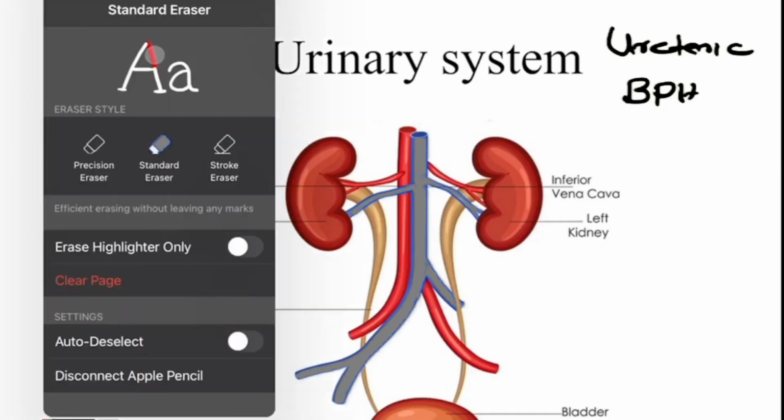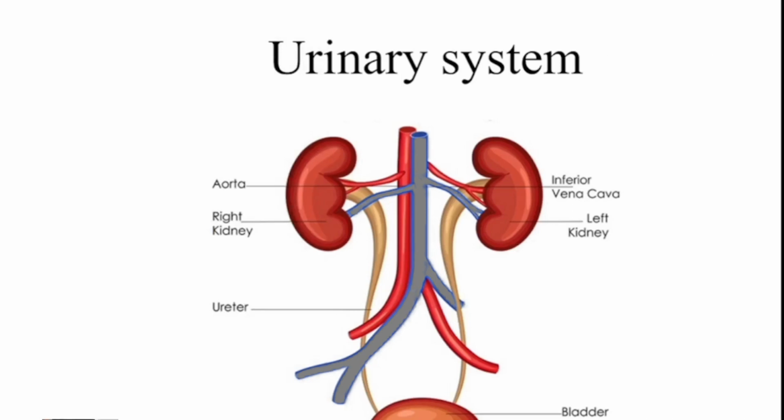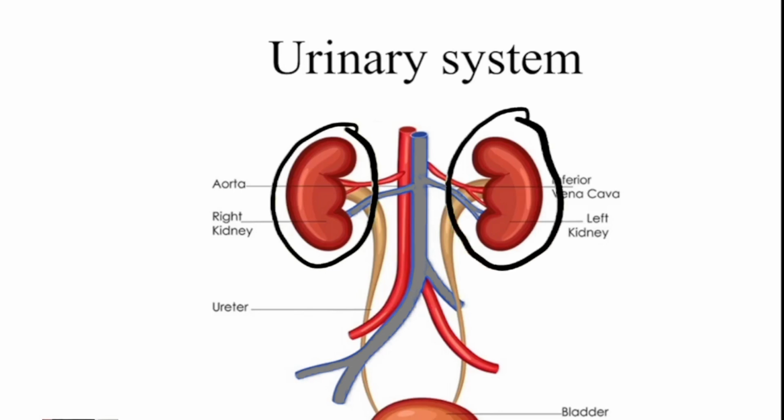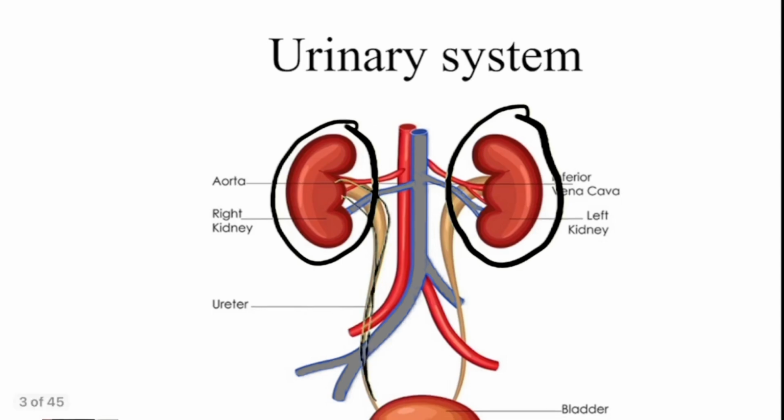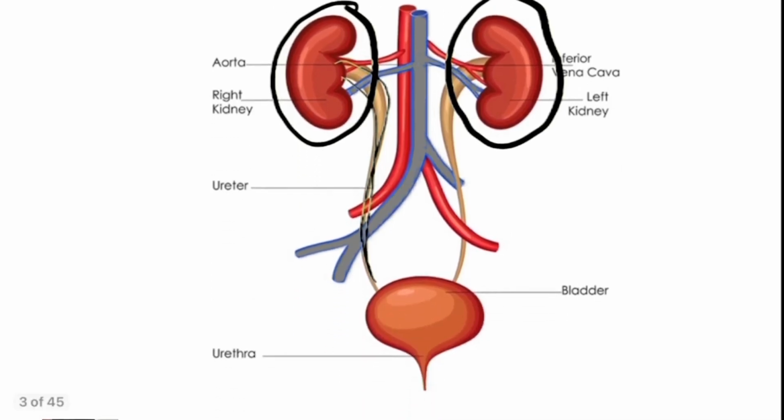Today I will be discussing with you renal physiology. The urinary system consists of the two bean-shaped structures on either side of the vertebral column. That is the kidneys. The kidneys form the urine. It passes via the ureter and reaches the urinary bladder. From the bladder, it passes out via the urethra.